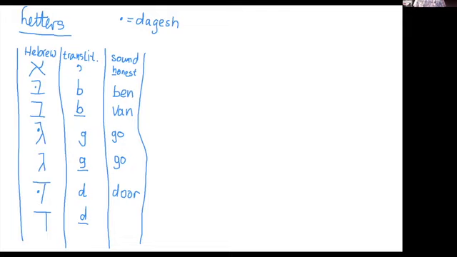Now we can see the hey sound is just a hey. And then I write the vav like this, and it's a V or a W. The zayin, I write it like this. The Z sound, the Z.